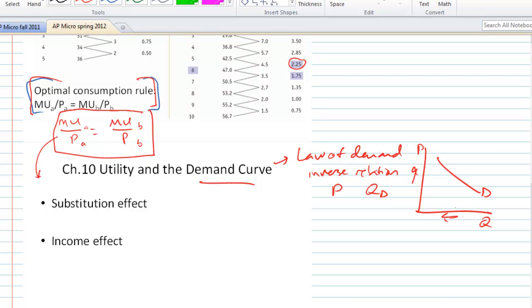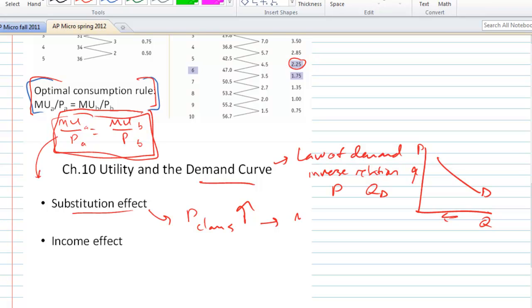That's very obvious, but we could also prove that using this optimal consumption rule in a couple of different ways. There's two different forces we could point to that are making this law of demand happen. One is called the substitution effect. Say that the price of good A, the price of clams, goes up.